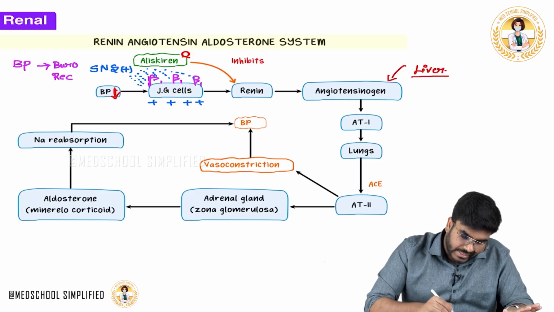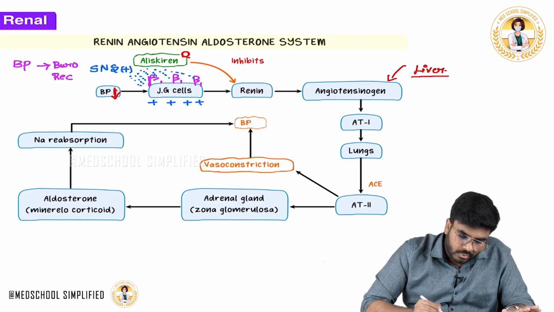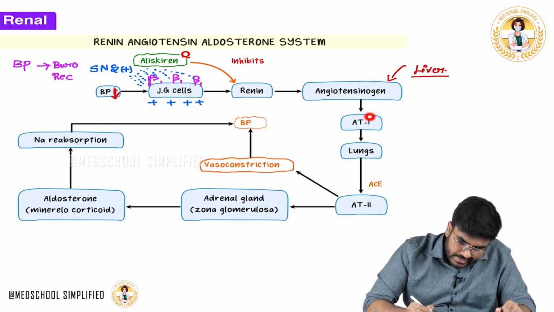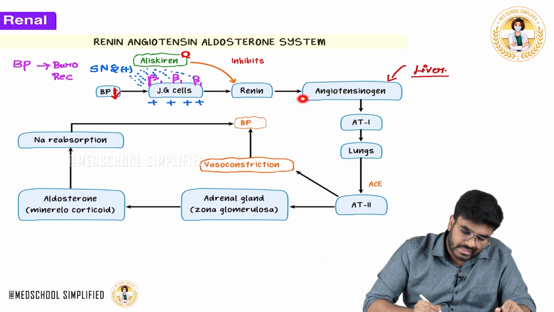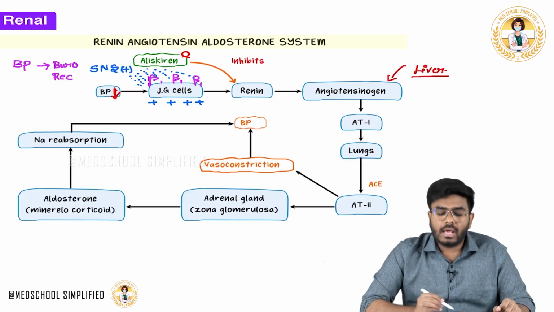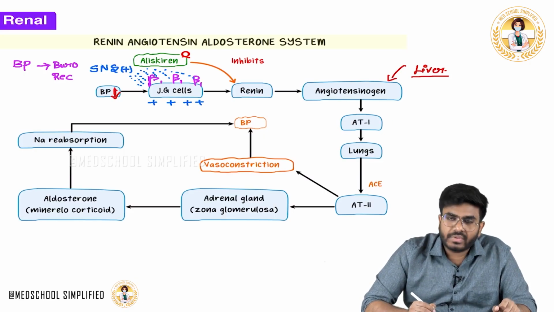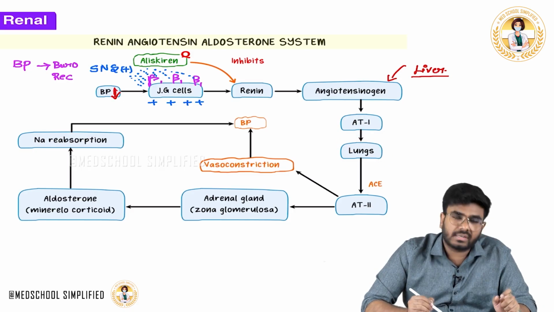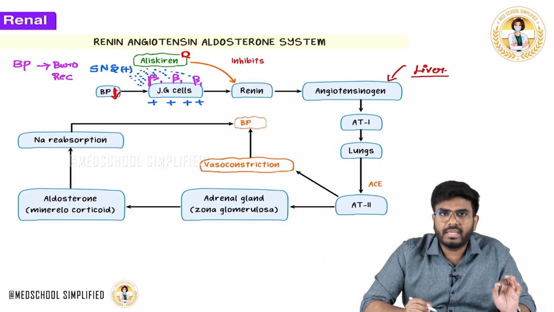Now, this renin is an enzyme. It's going to convert angiotensinogen into angiotensin 1. So, renin converts angiotensinogen into angiotensin 1. Now, what will this angiotensin 1 do? This angiotensin 1 is there in the blood. Via blood, it will reach the pulmonary capillaries. It will go into the lungs.